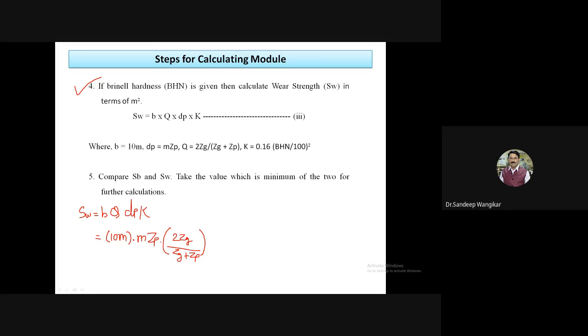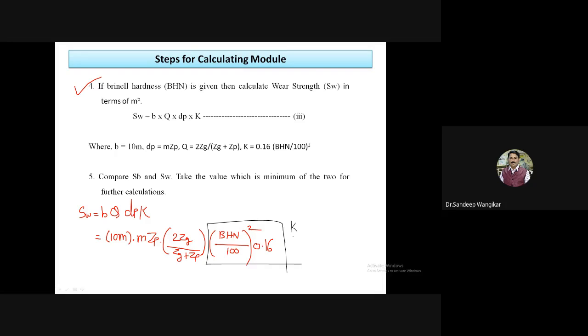And if both the gears are made up of steel material, then I will use another formula, BHN divided by 100 bracket square into 0.16. This is nothing but your value for K. If you see all these values, this is nothing but your K value.